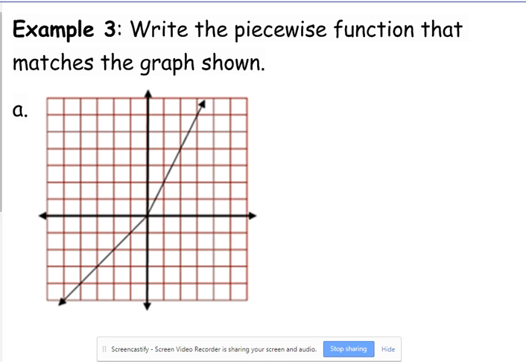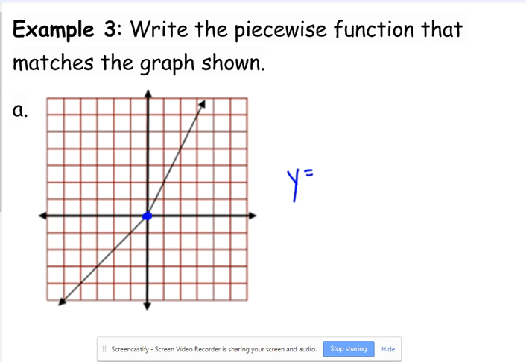Okay, this time we're given the graph, and we need to write the piecewise function that matches the graph. So in example A here, the first thing you need to do is figure out where it looks like the graph changes. We can see that here at the origin, there's a change in the slope. To the left, we have a slope of 1. To the right, we have a slope of 2.